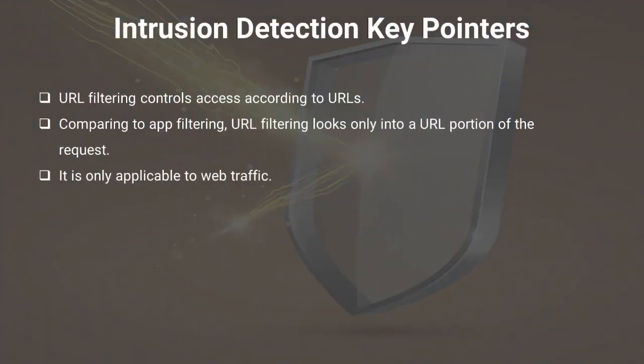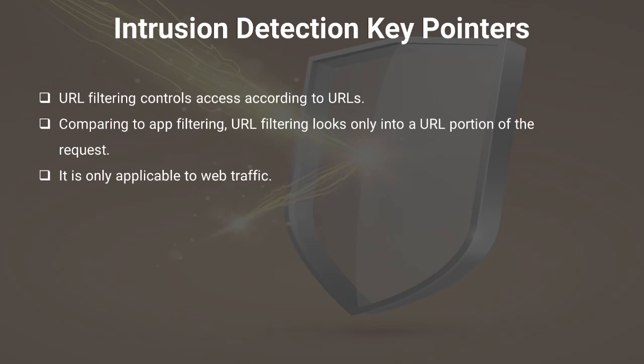At the end, let's wrap it up about all these things and what we said about URL filtering. Some key pointers here. First of all, URL filtering controls access according to the URL categories, which means it's a security measure, of course, but it's also a productivity measure which you can apply on your firewalls to increase your employees' productivity.